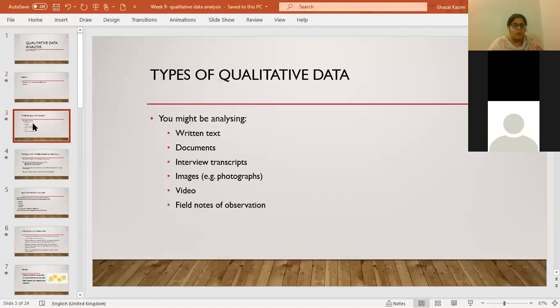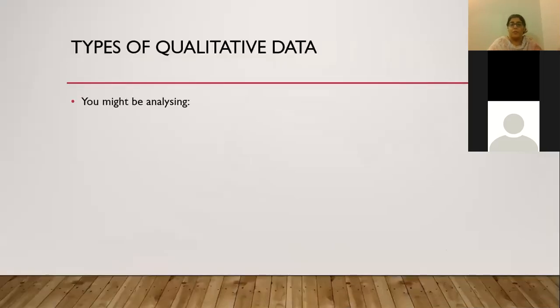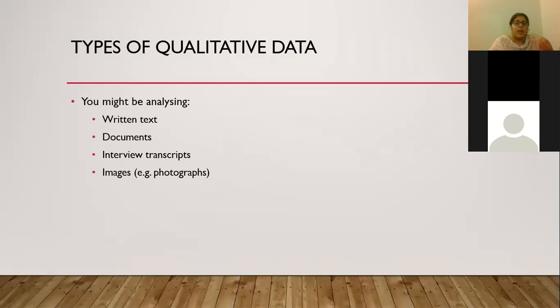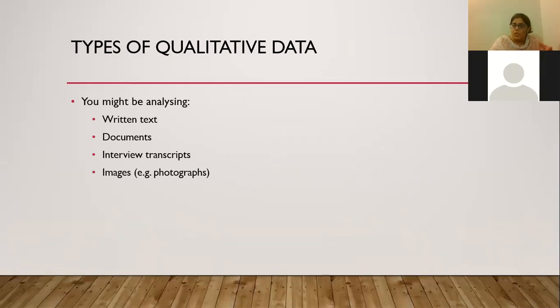So what we are going to do today is talk about qualitative data analysis. There are many different types of qualitative data. You might be analyzing a written text. You might be looking at some documents. If you're looking at a textbook or a policy document, that can also be your data. Interview transcripts can, of course, be your data. Your notes from an observation can be your data. Any images, any photographs that you take, that can be data. You can analyze photographs as well. You can analyze videos as well. And field notes of observations are also data.